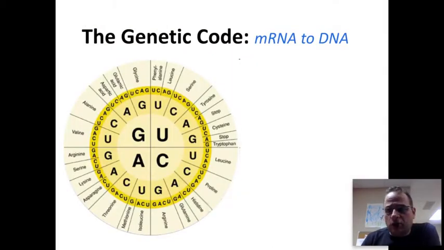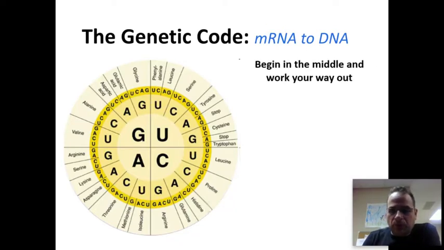So the genetic code. We talked about going from DNA to mRNA. Now we're going to be looking for the amino acids. So you've got those 3 letters, and the way you read this is called a codon wheel. We start off in the middle, and then we work our way out.